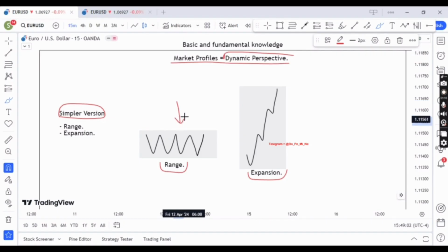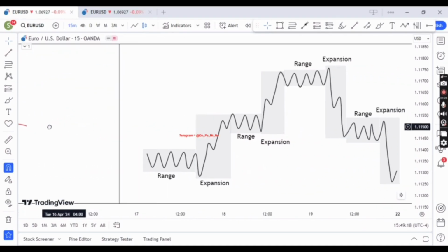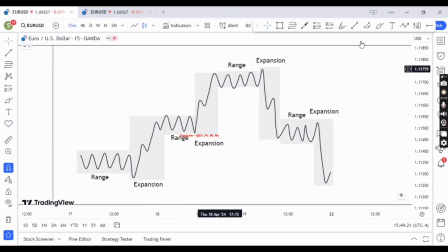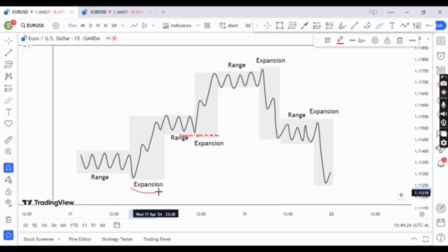Now, you guys have been taught only the simpler version of market profiles and are only familiar with this one, right? Now, the way the market moves is that it basically moves either in a ranging profile or an expansion profile. So first of all, we start with a ranging profile, and then after a ranging profile has ended, we turn into another profile which is an expansion profile. And then after an expansion has occurred, we cannot have another expansion after it. After an expansion profile has ended, we turn into another ranging profile before making another expansion, right?